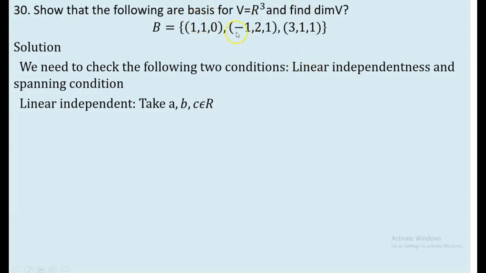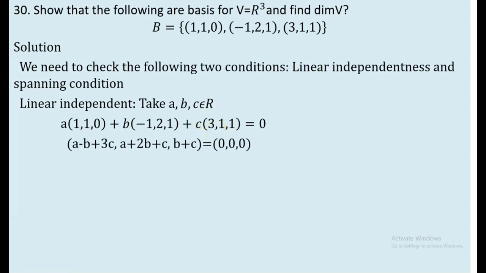Because of this being three, we are going to take three coefficients a, b, c. Now let's take the linear combination of these three and equate it with the zero vector. So as you see, a times (1, 1, 0) plus b times (-1, 2, 1) plus c times (3, 1, 1) equals 0 can follow. And from this, what comes is this one.